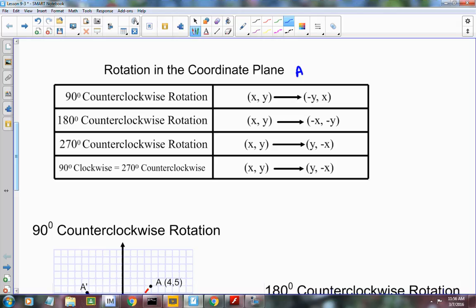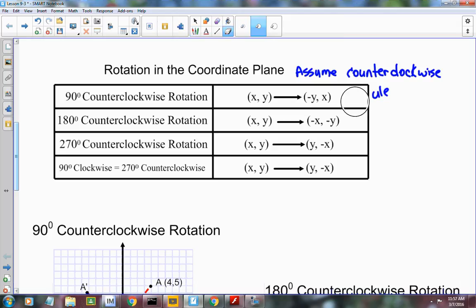Always assume counterclockwise unless specified otherwise.